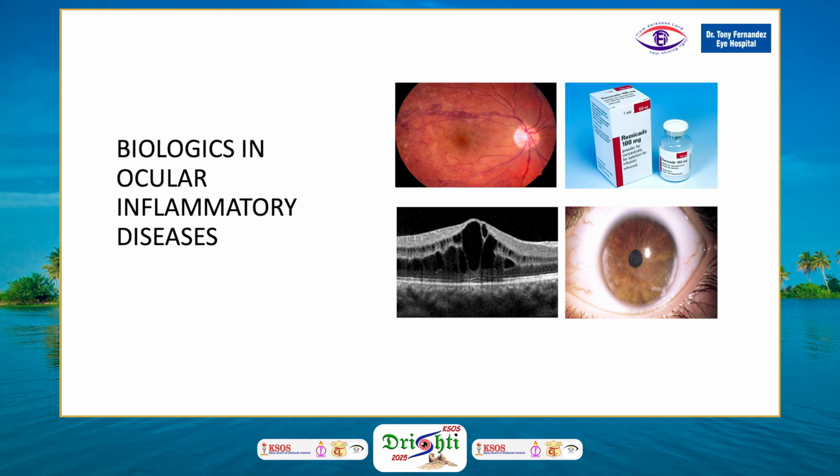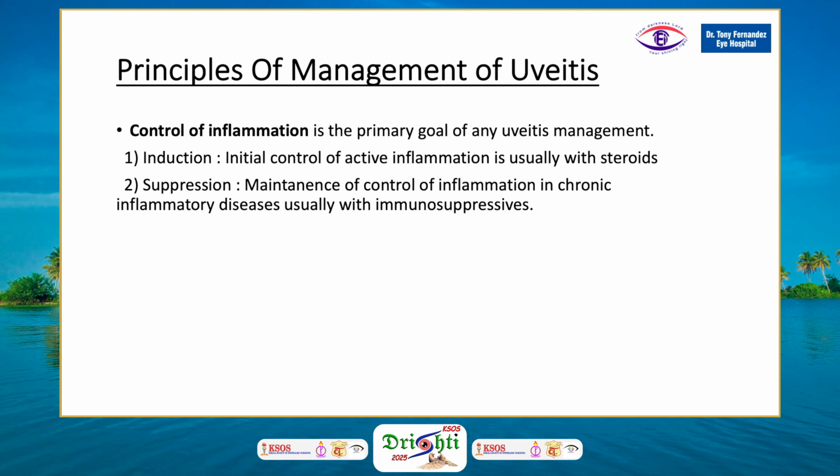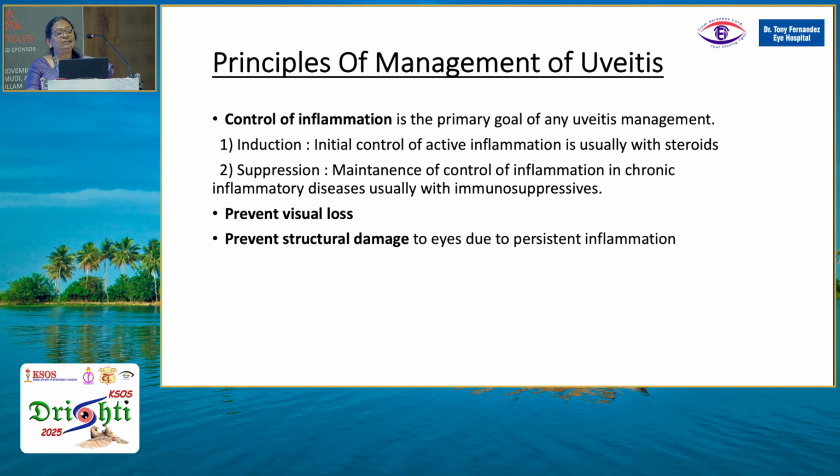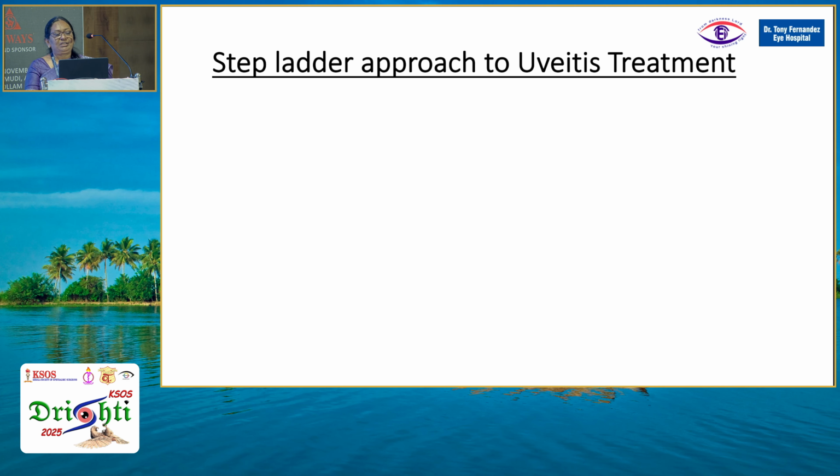So my topic is biologics in ocular inflammatory diseases. Let's first see the principles of management of uveitis. First and foremost is control of inflammation, which is the primary goal. It can be done by induction, that is initial control with steroids, and suppression or long-term control with immunosuppressives. Second is to prevent visual loss, then prevent structural damage to the eye due to persistent inflammation.